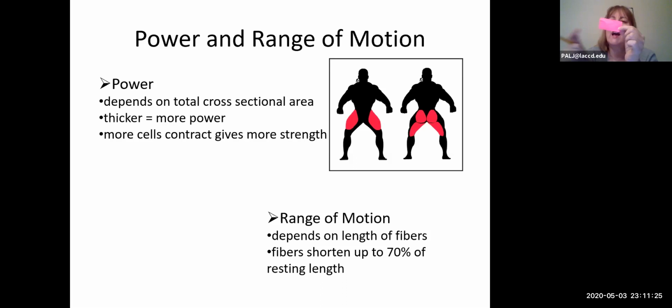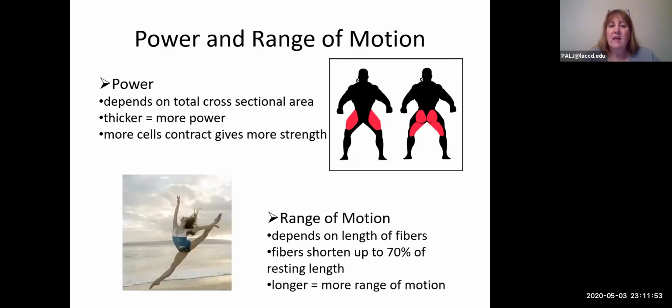Each fiber can shorten up to 70% of its length. So if a fiber like this shortens 70%, okay, that means it could get to as short as this. But if a fiber like this, it wouldn't even have to contract 70% of its length, and it would still have a bigger decrease in length. So ballet dancers, yoga, range of motion is what you're using. Gymnastics. Okay, gymnastics is also using some power, but of other muscle groups.